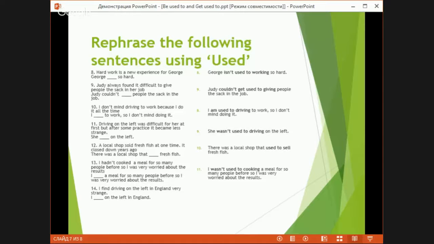I hadn't cooked a meal for so many people before, so I was very worried about the results. I wasn't used to cooking a meal for so many people. And the last one: I find driving on the left in England very strange. So I'm getting used to driving on the left, or I'm not used to driving on the left in England.